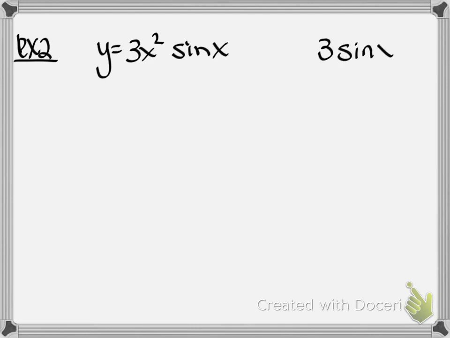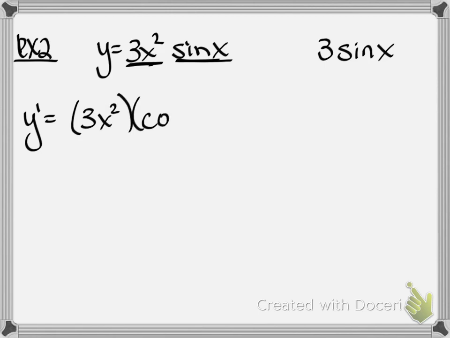This is example 2. We have y equals 3x squared times the sine of x. Well, it looks really close to this, but it's a 3x squared. So that's one term, and there's a second, and we're multiplying them together. So we're going to use the product rule to find our derivative. First, times the derivative of the second, plus second, times the derivative of first.